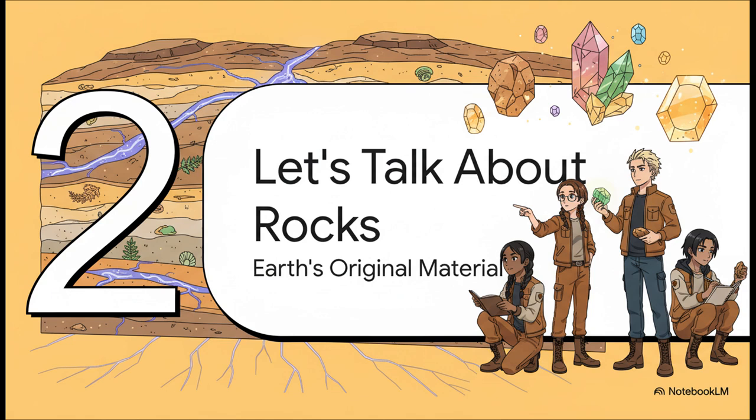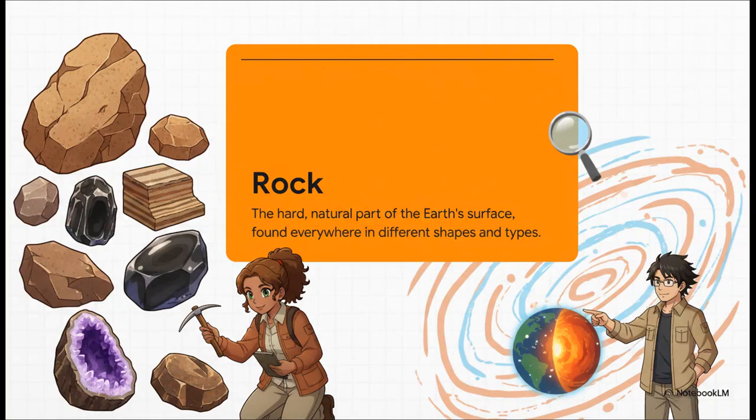All right, now we're going to go a little deeper. Long before we had plastic or paper, way before we even had metal tools, we had rock. It's the literal foundation of our planet. And believe me, it's way more fascinating than you might think. So, what even is a rock? Well, to put it simply, it's the solid stuff that makes up the Earth's crust. And the scientists who study it, they're called geologists. They can literally read the story of our planet in its layers.